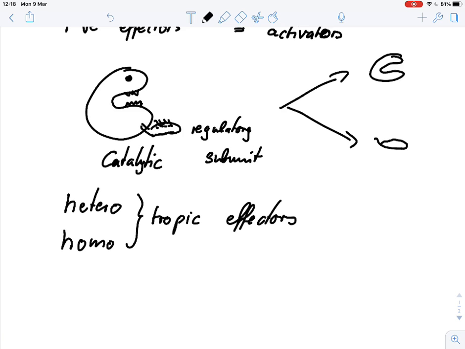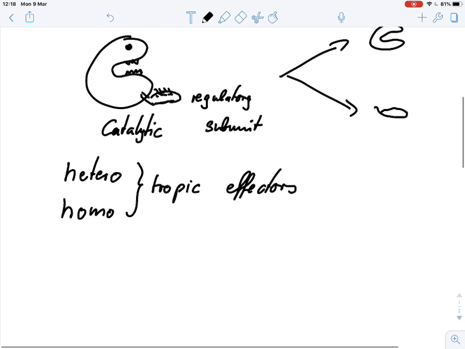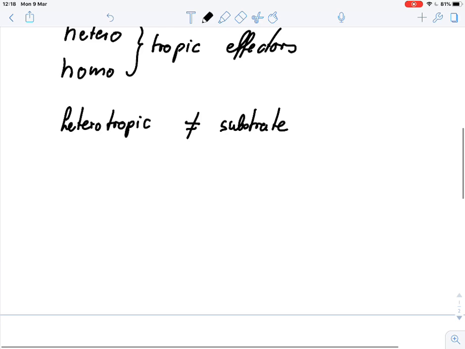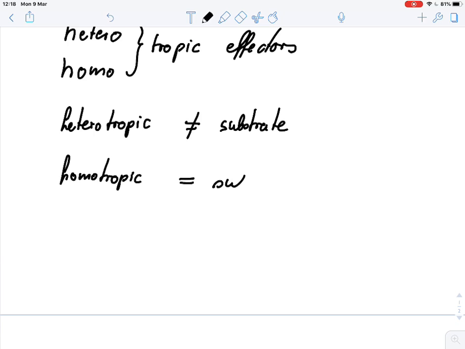And the difference is not terribly difficult. A heterotropic effector is a metabolite or a compound that is not the same as the substrate. And I will give you an example for that in a minute. The important thing is it is not the same as the substrate. A homotropic effector, therefore, is the same as the substrate.